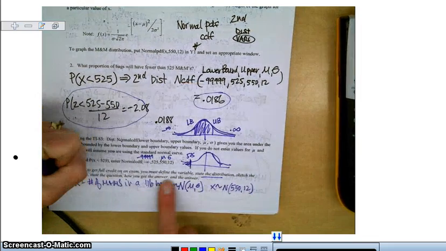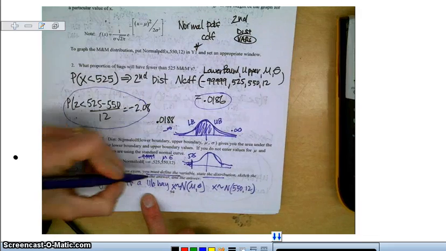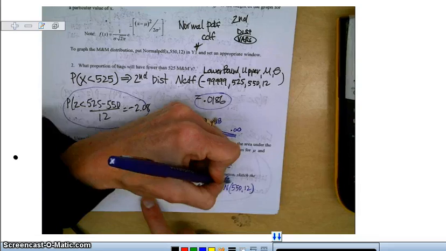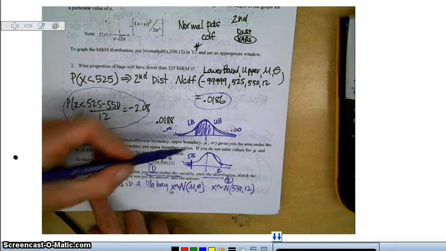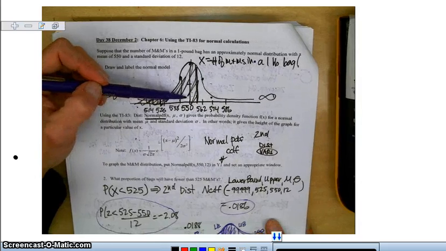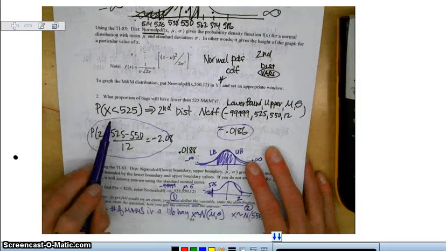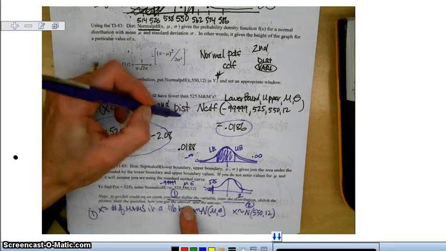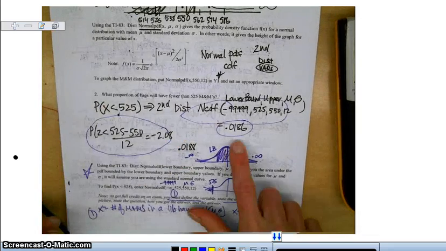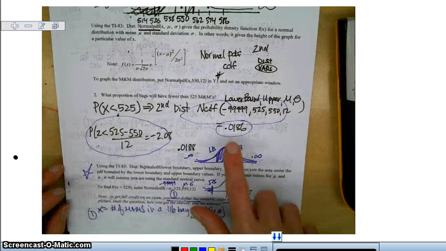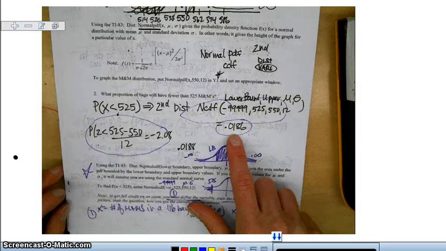So, 1, define the variable. 2, name the distribution. 3, sketch the picture. We did that way up here. There's the picture. Then state the question. Here's the question. And how you got the answer. There's how I got the answer, and the answer. So you have to state all of that to get any credit. Just writing this down, no points.